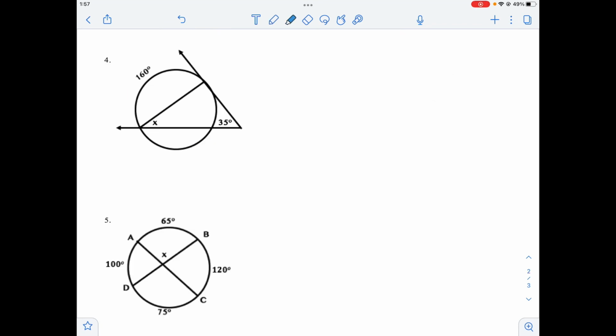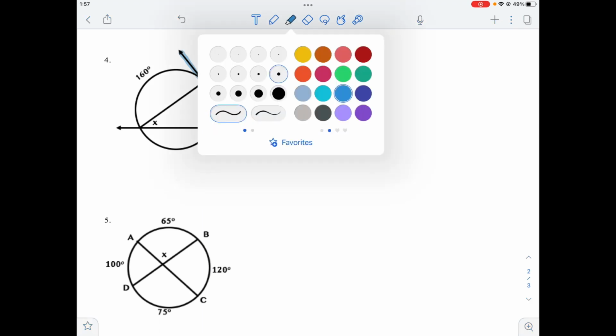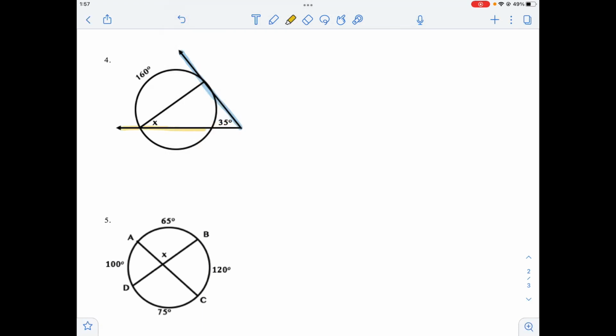For number 4, we have a tangent. We also have a secant. So we know that this is going to be a tangent secant theorem.